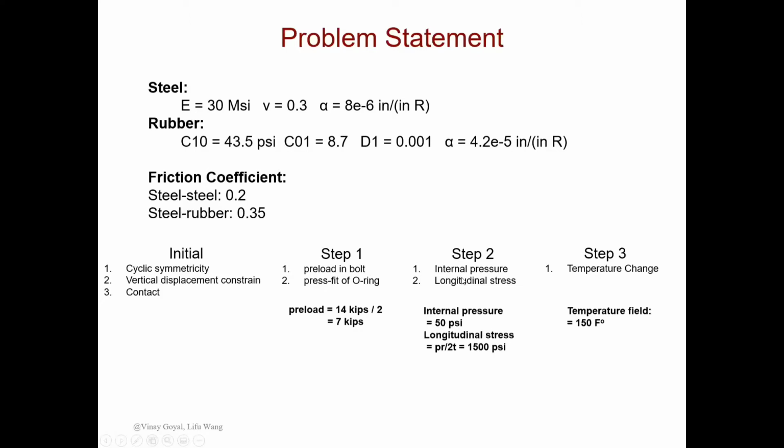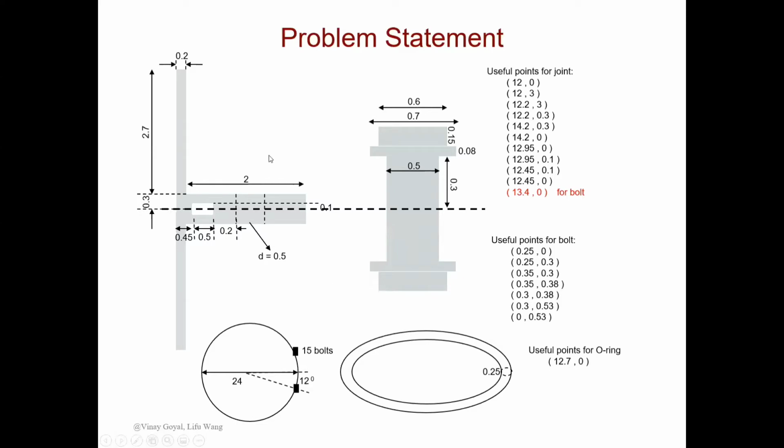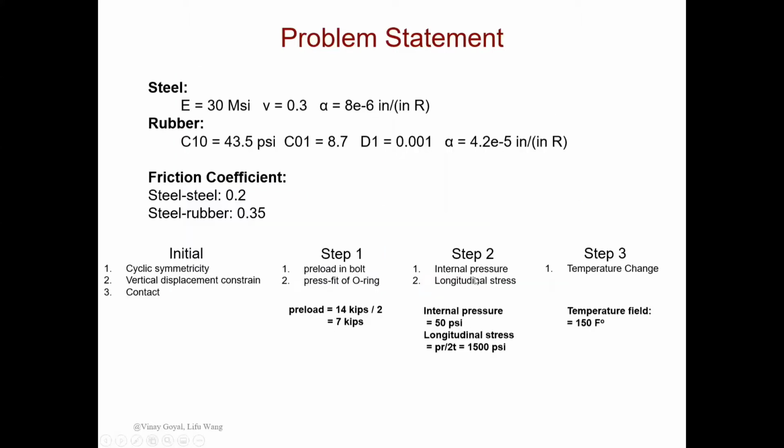And for step 2, we are going to apply the internal pressure. However, this is only part of the thin wall pressure vessel. It's not closed, so we cannot actually simulate the longitudinal stress. So we manually add the longitudinal stress to it. According to thin wall pressure theory, it should be equal to PR over 2T, so it's 15,000 PSI. And for step 3, we're going to explore how the temperature change affects the entire geometry. We apply a temperature change of 150 Fahrenheit, and see how the geometry will change and how the stress will change.